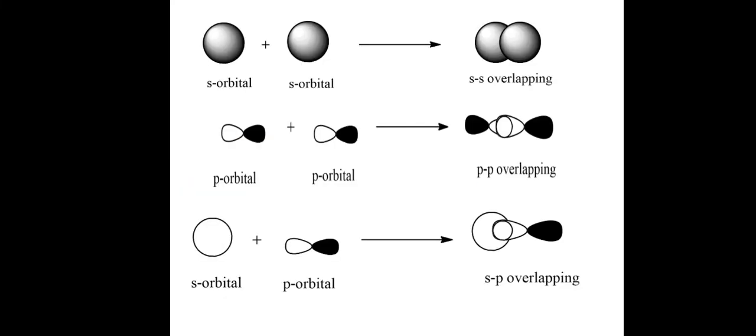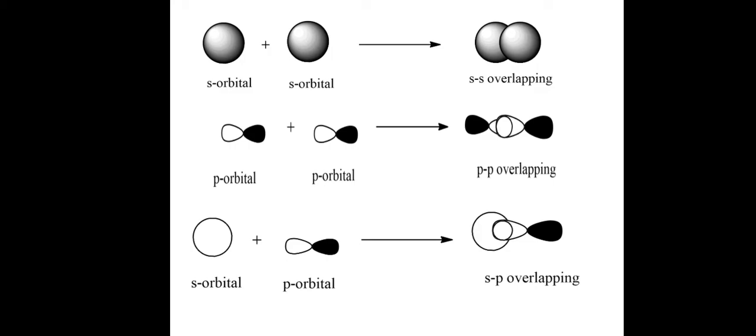Now let us see the types of overlapping. The covalent bond may be classified into two types depending upon the type of overlapping: sigma bond and pi bond. The sigma bond is formed by the end-to-end overlap of bonding orbitals along the internuclear axis. This is called head-on overlap or axial overlap. This can be formed by any one of the types.